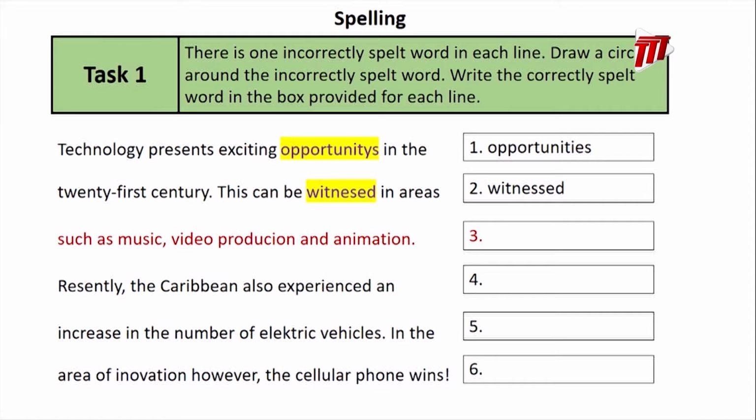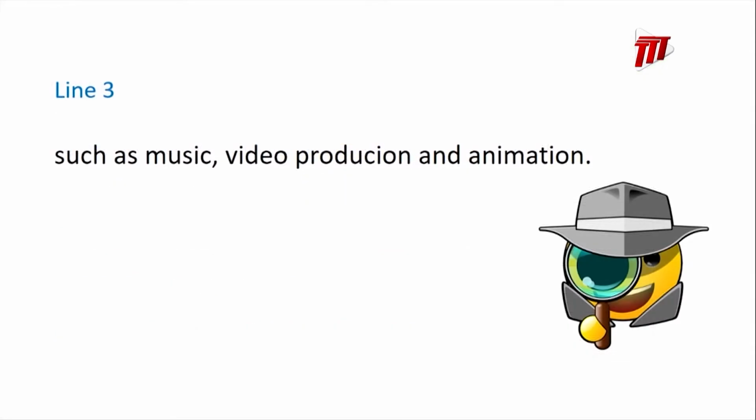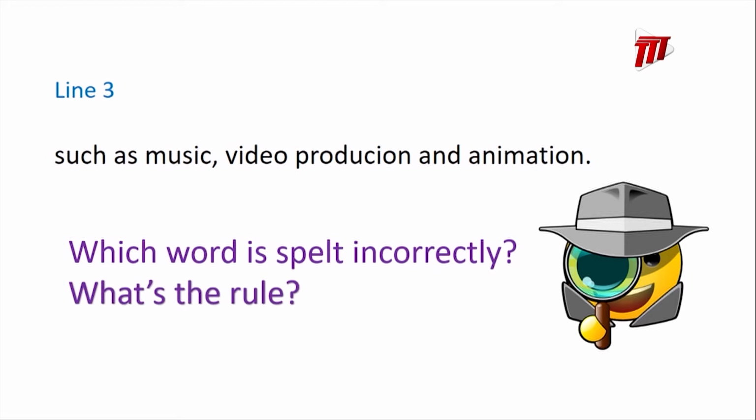We're looking at the next line, such as music, video production, and animation. I'm giving you some time to look at this line and see if you can figure out which word is spelled wrong. Some of our bees are really buzzing and they already know which word is spelled wrong. But some people would like to take their time. It works that way sometimes. Such as music, video production, and animation. Have you figured out which word is spelled wrong?